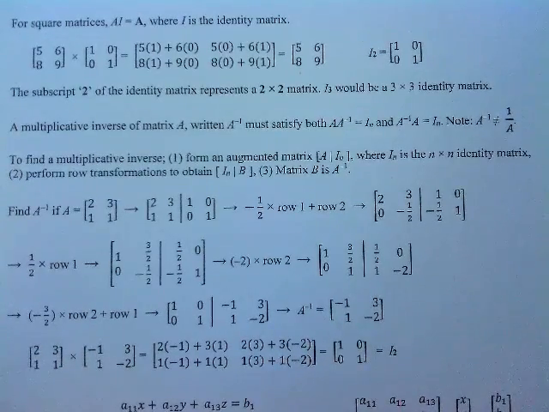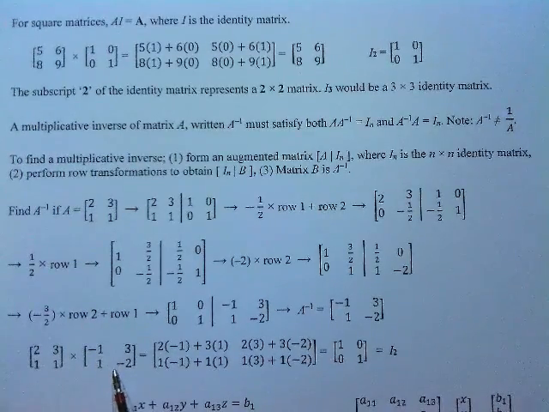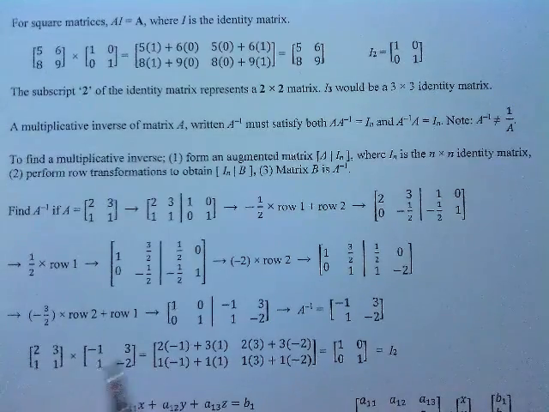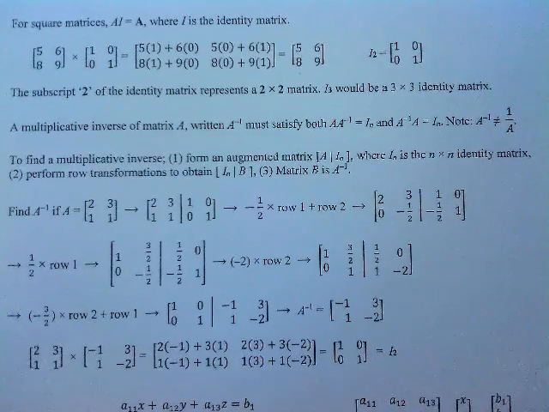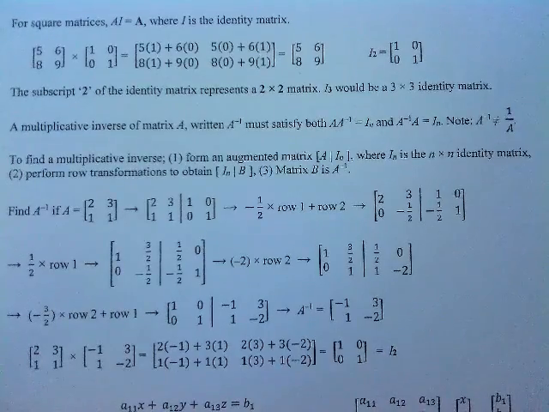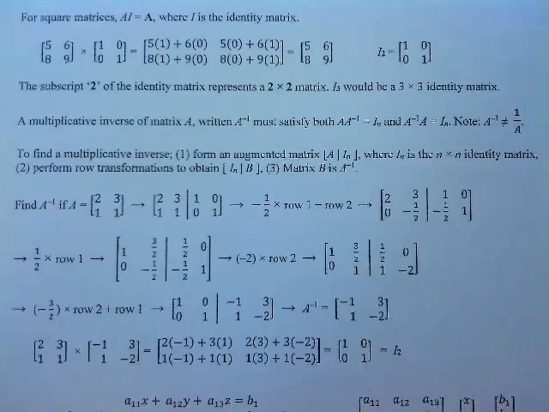We can check by multiplying the two together. So here's the original one, 2, 3, 1, 1. Here is the inverse, negative 1, 3, 1, negative 2. And if we go through the multiplication, note that we end up with the identity matrix, I2, the 2 being because it's a 2 by 2. So that's the method to get the inverse matrix.